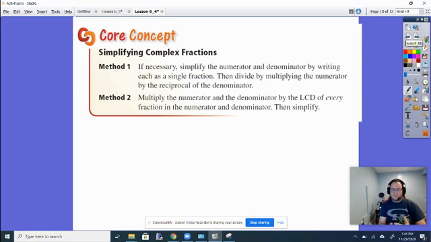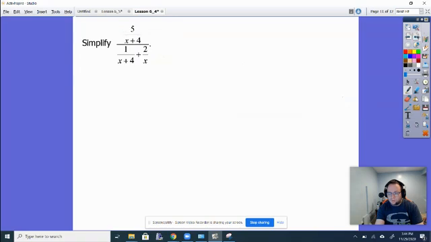Now, when I talk about complex here, I'm not talking about imaginary solutions. Again, this is one of those areas in math where we use the same word for a lot of different things. But what a complex fraction looks like is this. Now, I know it looks gross, but it's actually not too bad.